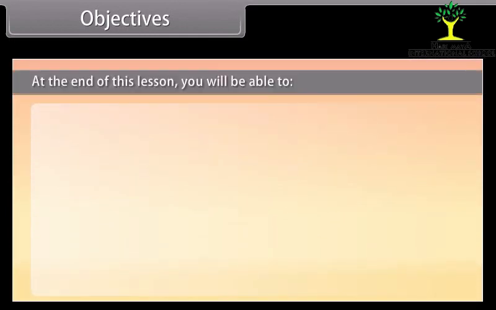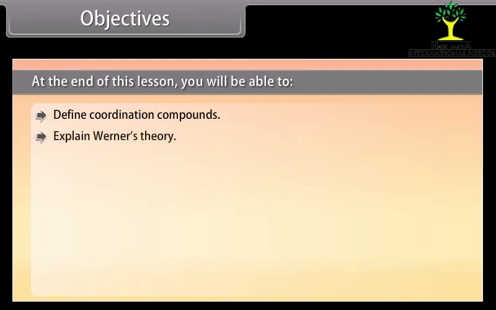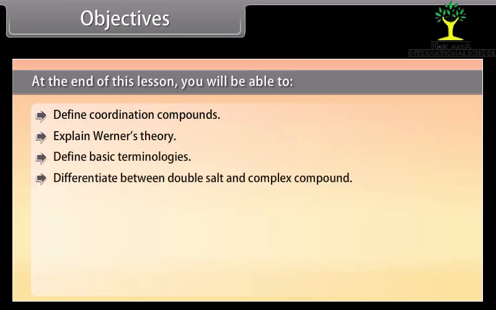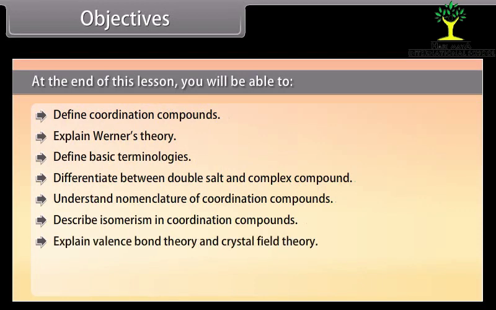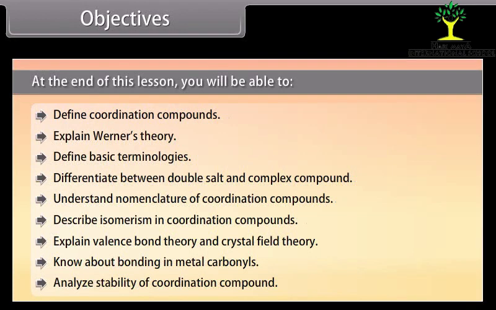Objectives. At the end of this lesson, you will be able to define coordination compounds, explain Werner's Theory, define basic terminologies, differentiate between double salt and complex compound, understand nomenclature of coordination compounds, describe isomerism in coordination compounds, explain valence bond theory and crystal field theory, know about bonding in metal carbonyls, analyze stability of coordination compound.